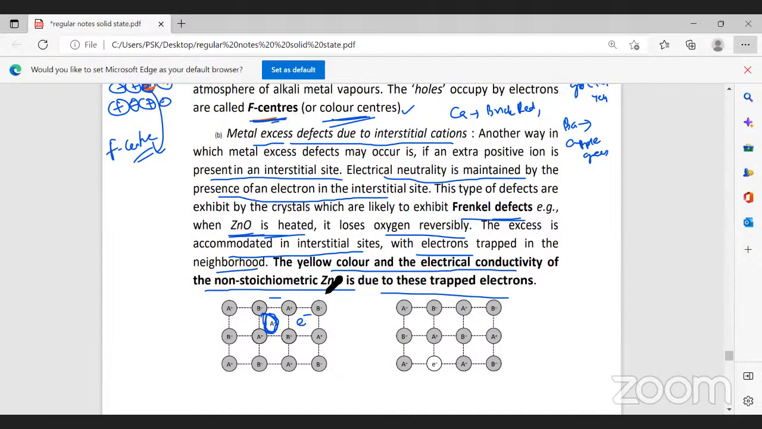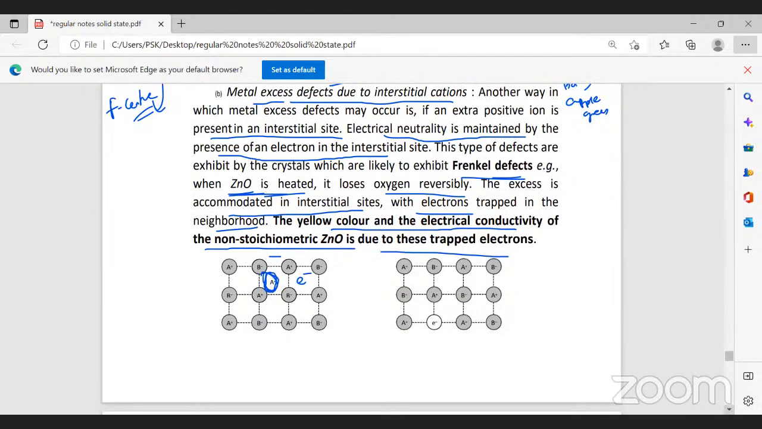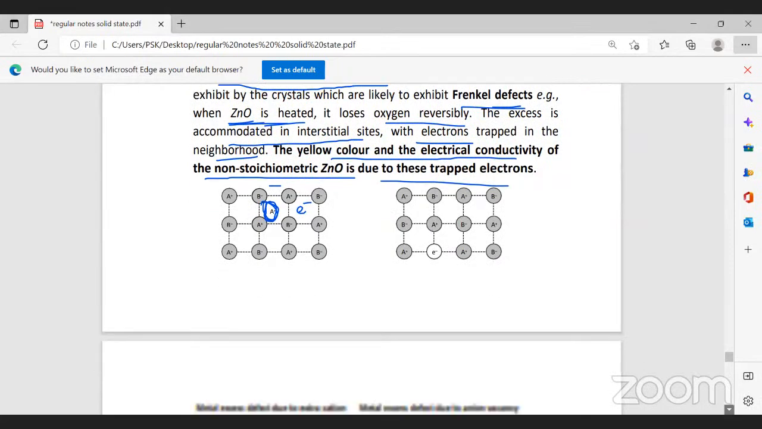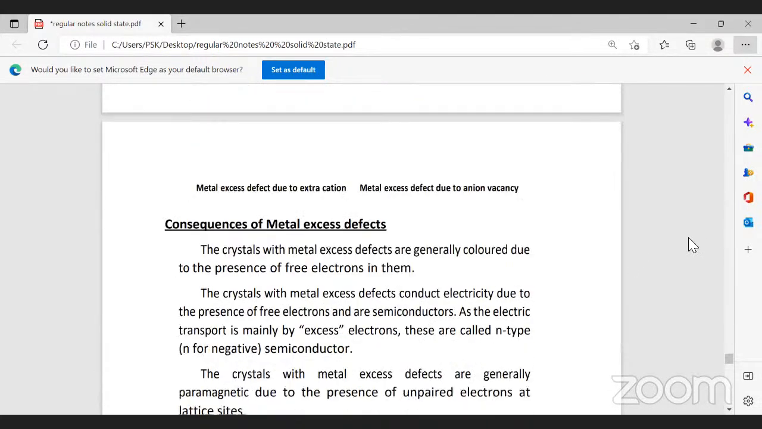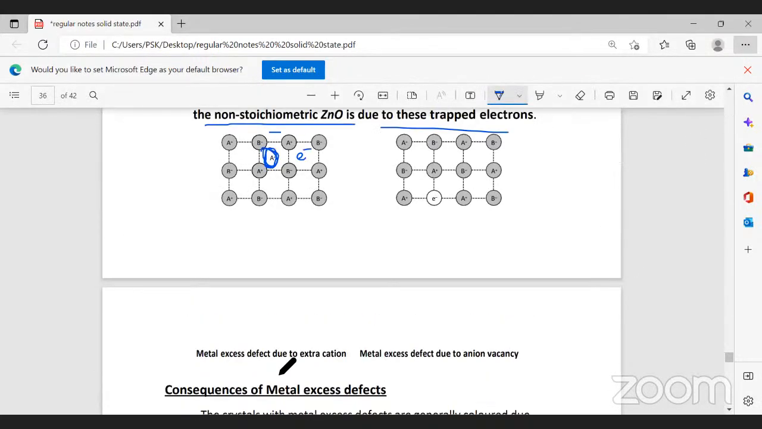Here zinc oxide also shows yellow color. Sodium chloride also shows yellow color. Remember, this is also a non-stoichiometric metal excess defect. This is the representation: metal excess defect due to extra cation. Here, metal excess defect due to an anion vacancy. With anion vacancy, you get an electron occupying that place.